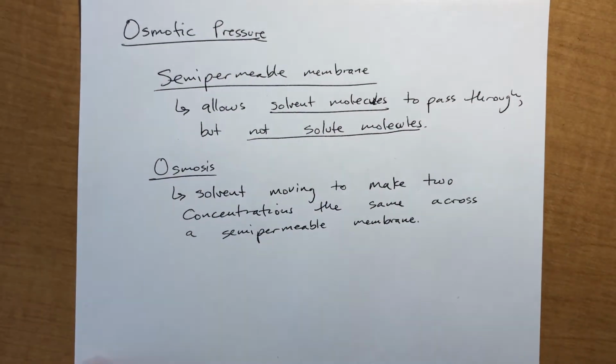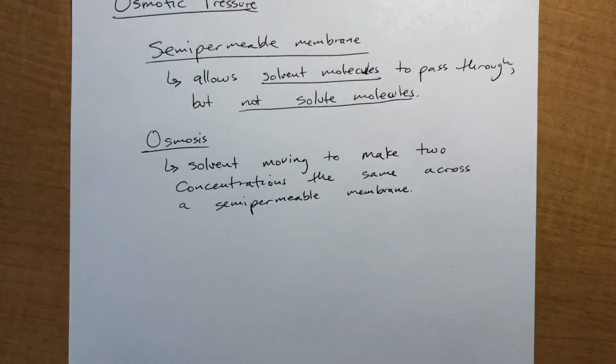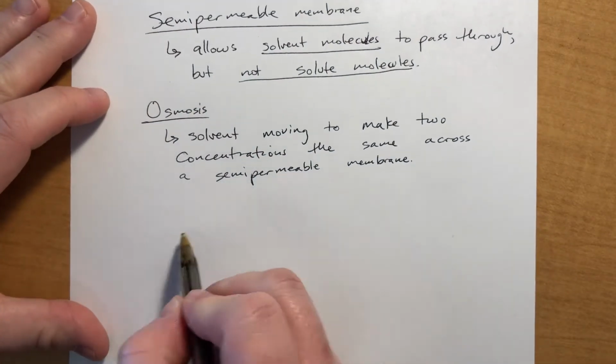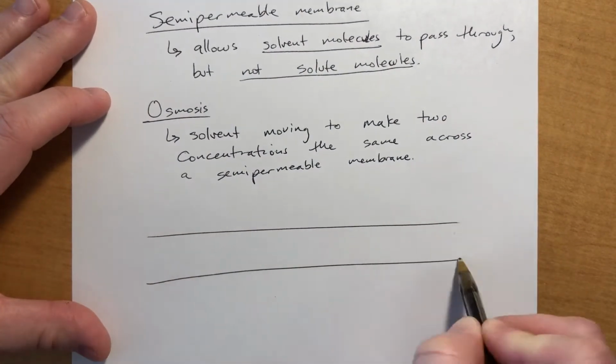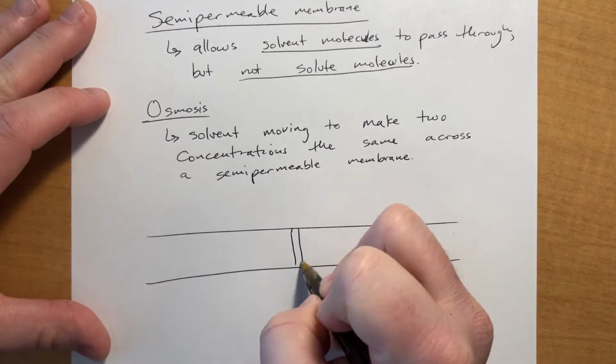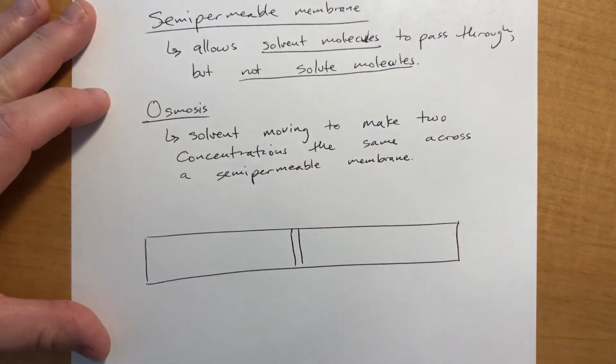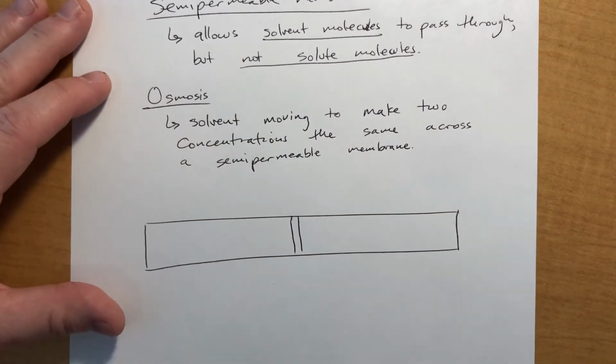So let's kind of look at what this looks like. Okay. I'm not going to draw it from a biology perspective. I'm going to just draw it as a chemistry thing, but it applies to biological systems. Okay. So let's say we've got two containers, okay, and we have a semi-permeable membrane in the middle.